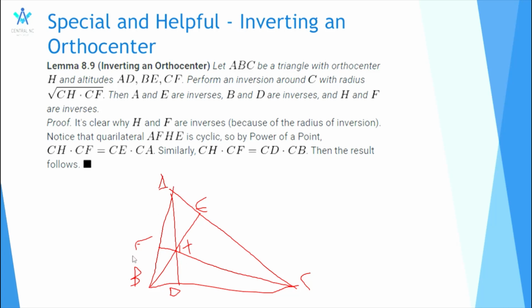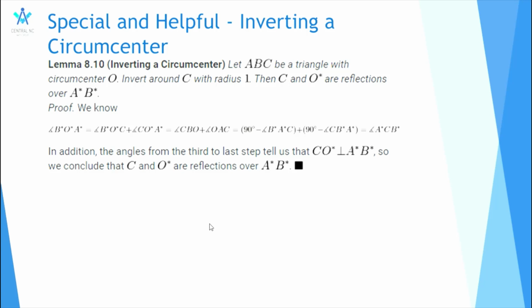Now, A and E and B and D are inverses. This is actually also pretty easy to show. We have this cyclic quadrilateral AEDB because of these right angles. Since C, E, A are collinear and C, D, B are collinear, we just use power of a point: CE times CA equals CD times CB. And in addition, this quadrilateral AEHF is cyclic, so we use CH times CF equals CE times CA, and similarly for that. So we use this power of a point to show that D prime equals B, E prime equals A, and we're done.